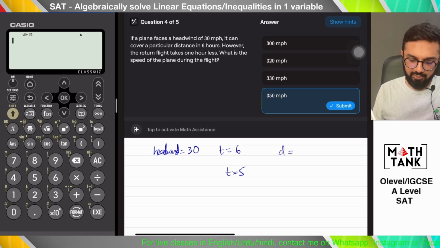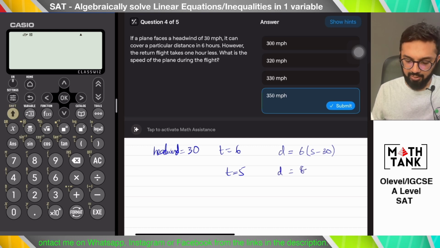So how do I calculate the distance? I'm going to multiply time by the speed. So if there's a headwind, the speed is s minus 30. If there is no wind, the speed is s. If the wind is in my direction, it's s plus 30.